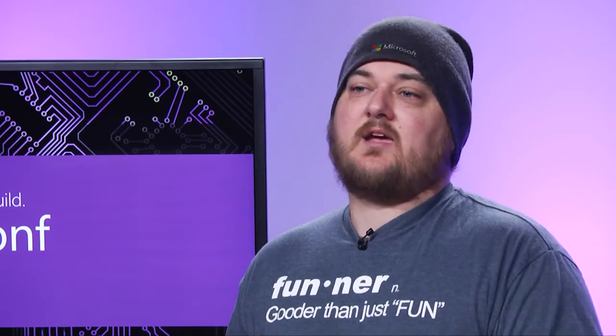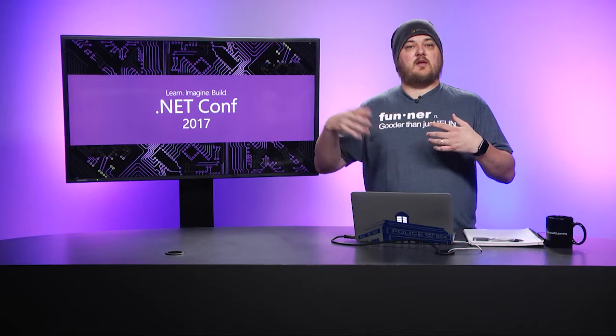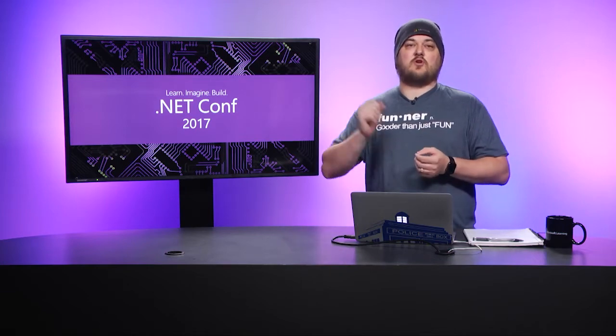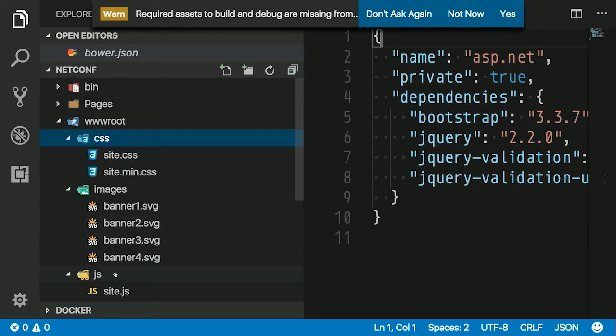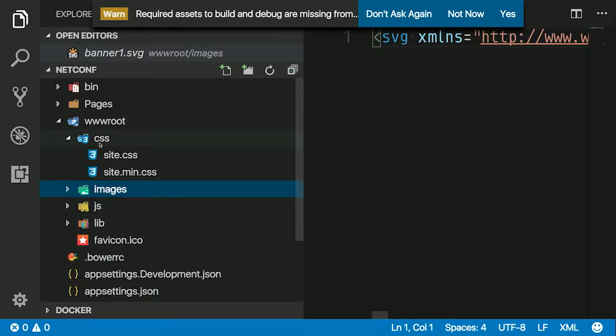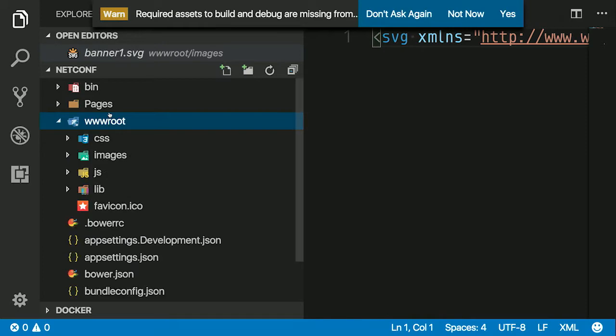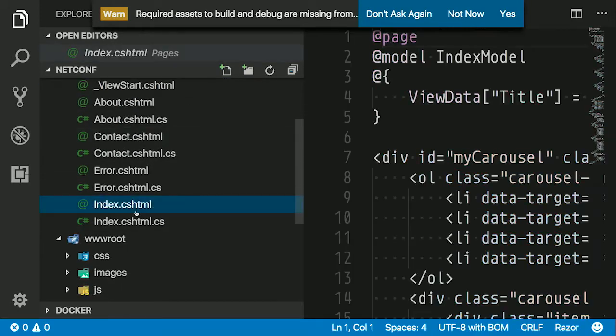Bower is a package manager that lets you go and get client-side libraries that you want to consume in your application. And then these other folders here are for your stuff, for your images, your CSS, your JavaScript, and they'll all be used by your app. And then this Pages folder is where your pages go. There's an index page, and that's going to be the default of your app.